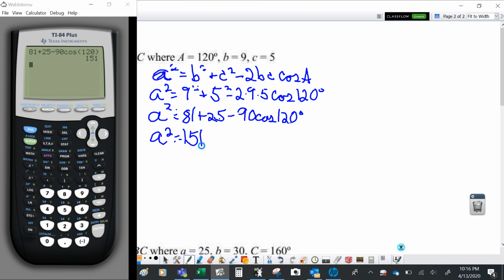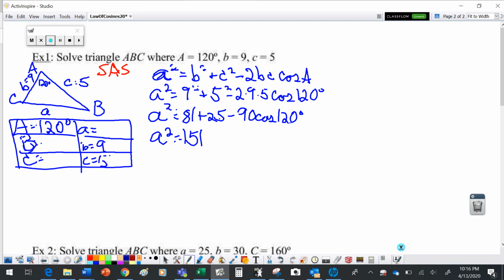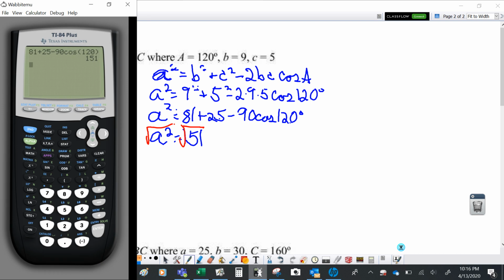Now, 151, that doesn't seem quite right. These sides are 9 and 5. That seems pretty elaborate. Keep in mind, this is a squared. So if I want to get a all by itself, I need to take the square root on each side. So I'll come back to that calculator, and I'll take the square root of 151.7.